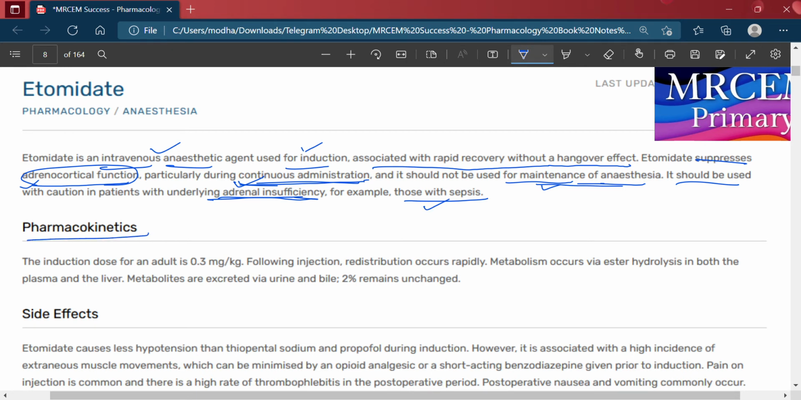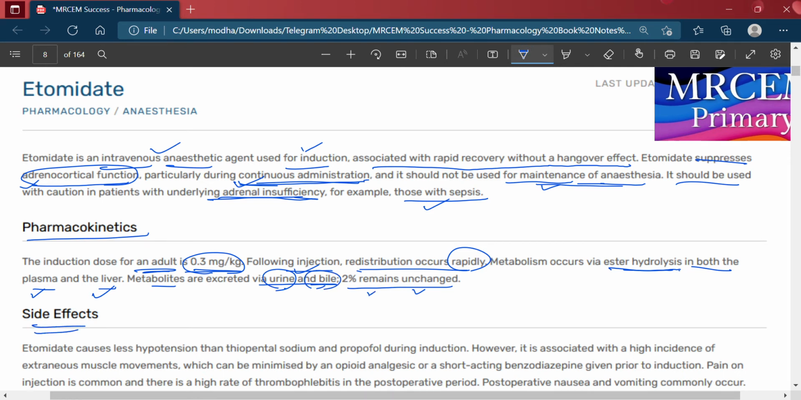What is the pharmacokinetics? The induction dose for an adult is 0.3 milligram per kg. Following injection, redistribution occurs rapidly. Metabolism occurs via ester hydrolysis in both the plasma and the liver. Metabolites are excreted via urine and bile, and 2% remains unchanged.